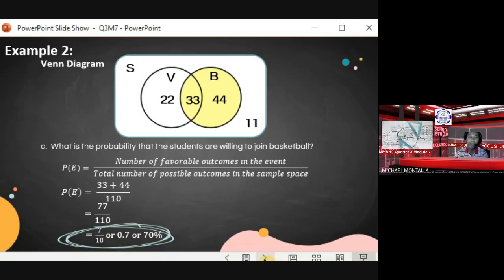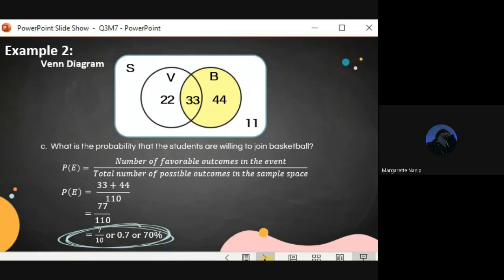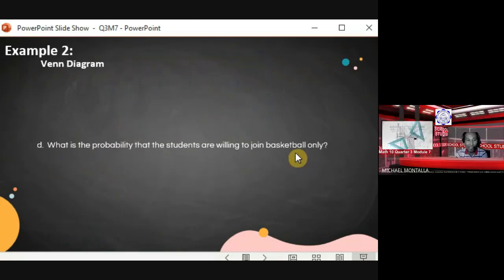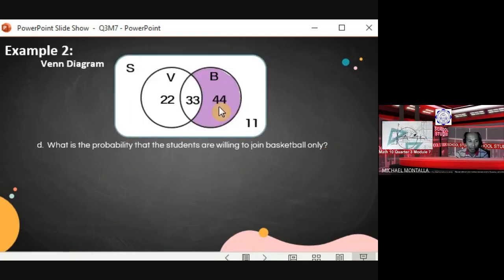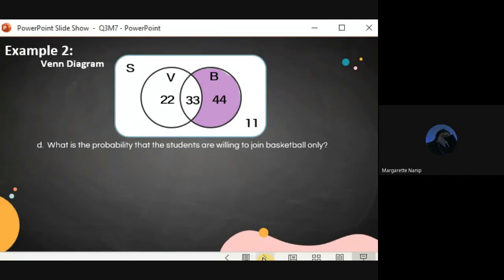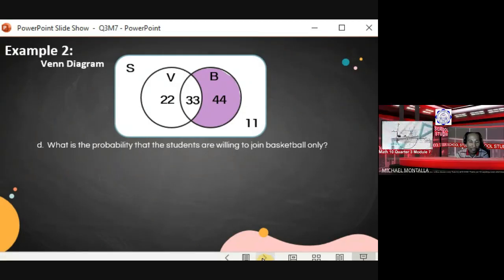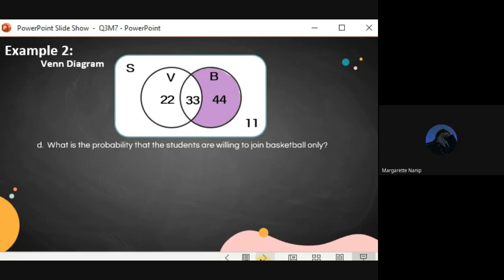Okay lang ba? Fourth na tayo? Opo. Okay, so sa fourth one, basketball only. Katulad ng ginawa natin ngayon sa volleyball only, kukuhin lang natin yung para sa basketball only. What is your answer, Julian? 44 po. 44 over 110.